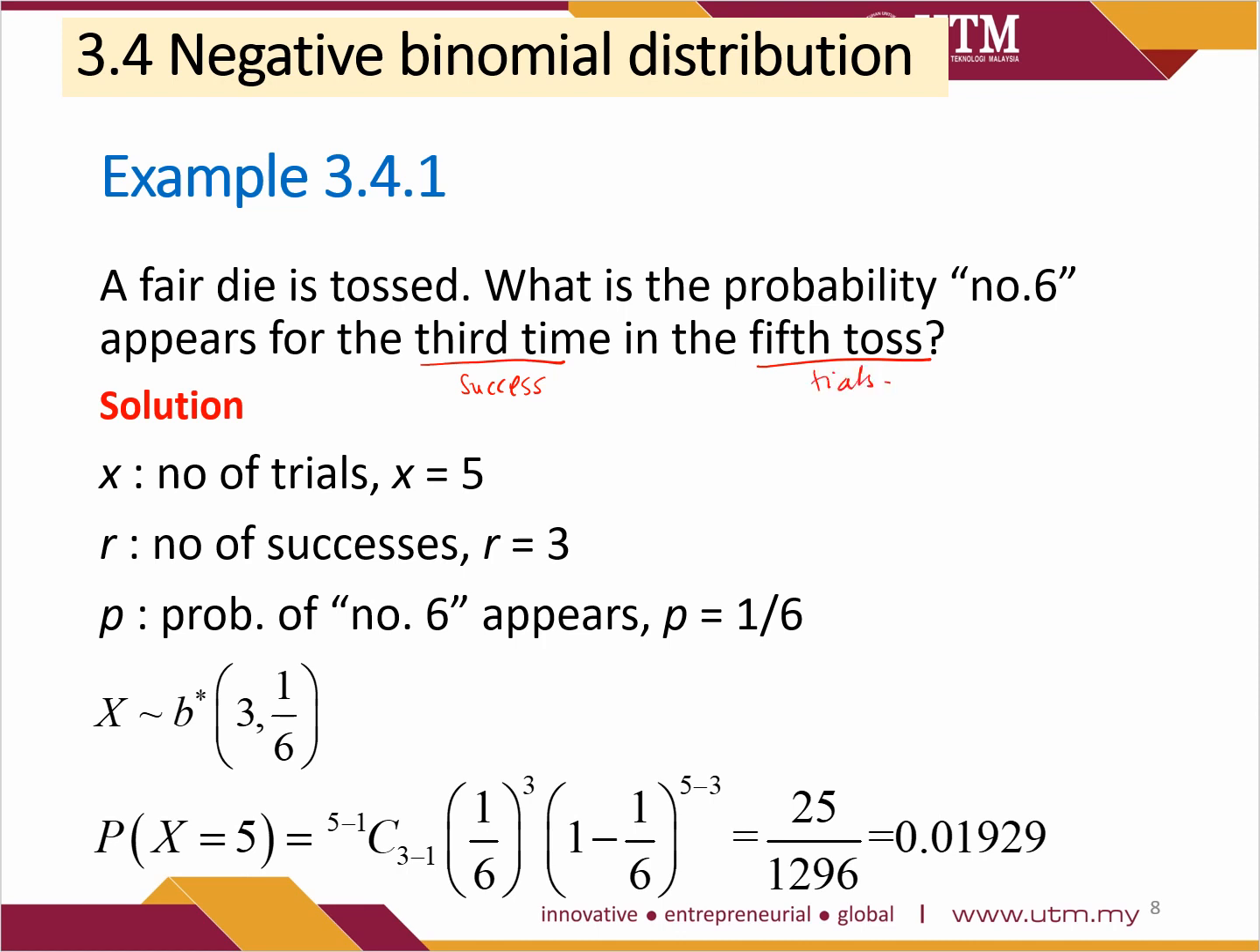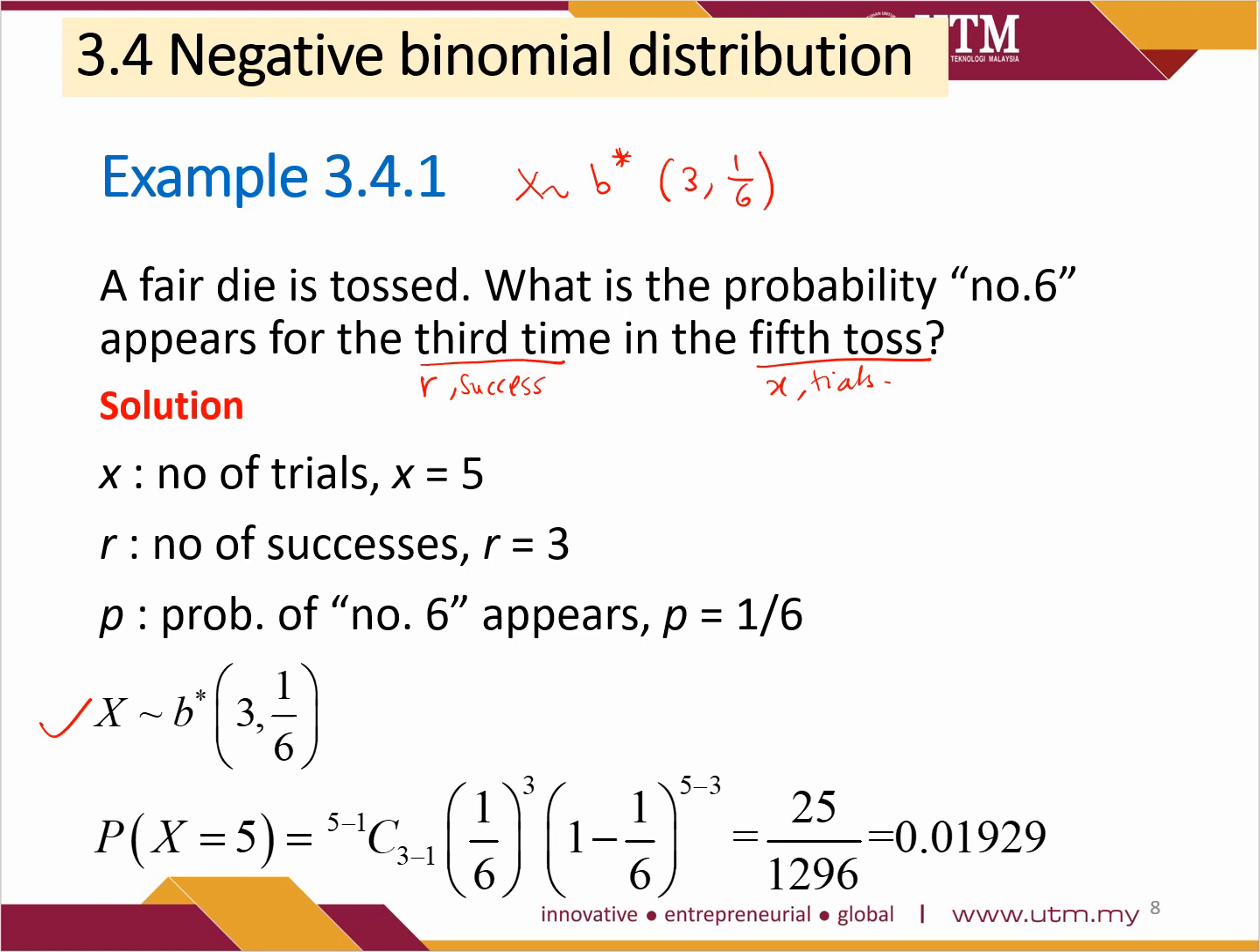Remember for the negative binomial, the discrete random variable considers that we want to find the number of trials in R successes. So this will be defined as R and the number of trials will be our X. So for this case, X follows the negative binomial, R is given 3 and P will be 1/6. Which is this one.